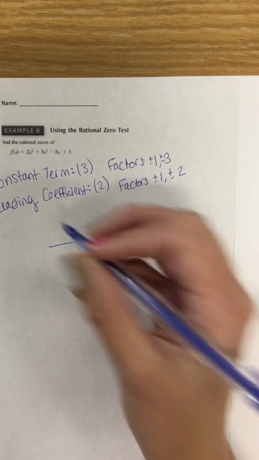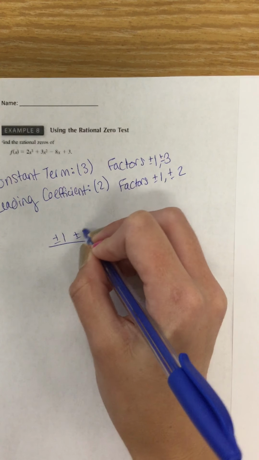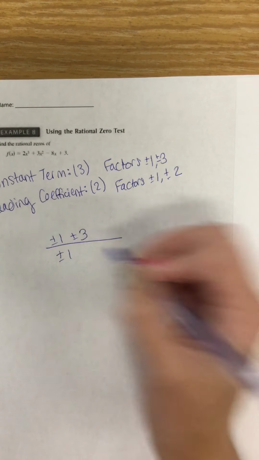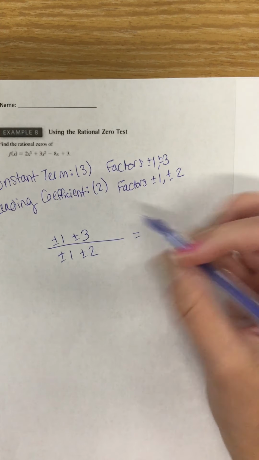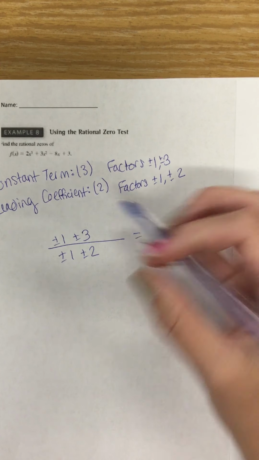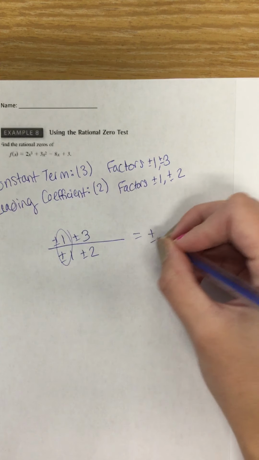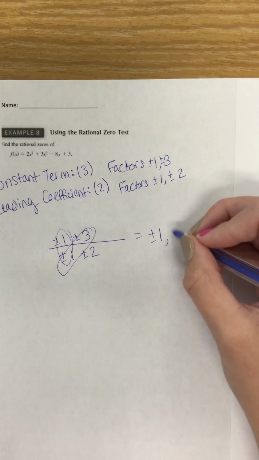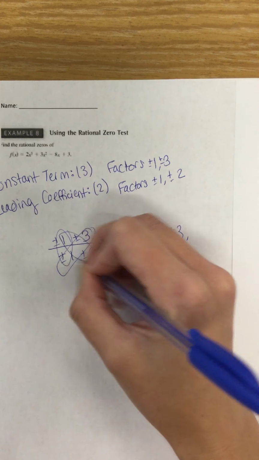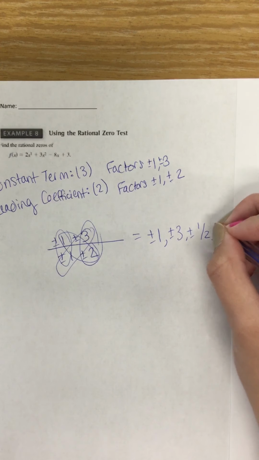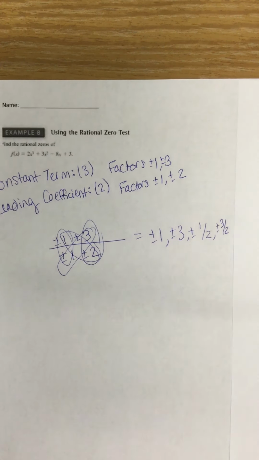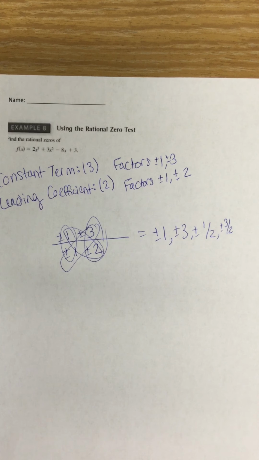So now we do the possible rational zero test. So we do the constant term, plus or minus 1, plus or minus 3, over the leading coefficient, plus or minus 1, plus or minus 2. And so now we're going to determine our possible rational zeros by dividing everything out. So we have the choice of 1 over 1, 3 over 1, 1 over 2, and we also have the choice of 3 over 2. So these are all of our possible rational zeros.